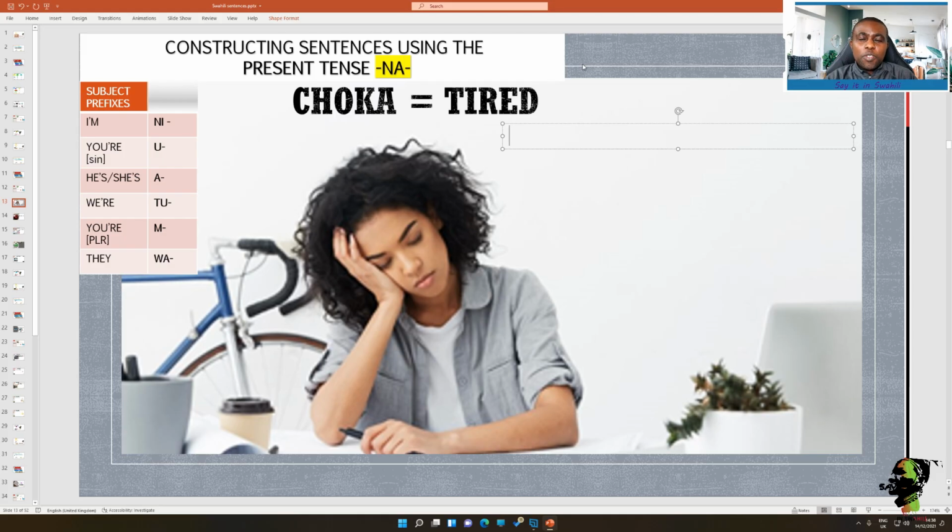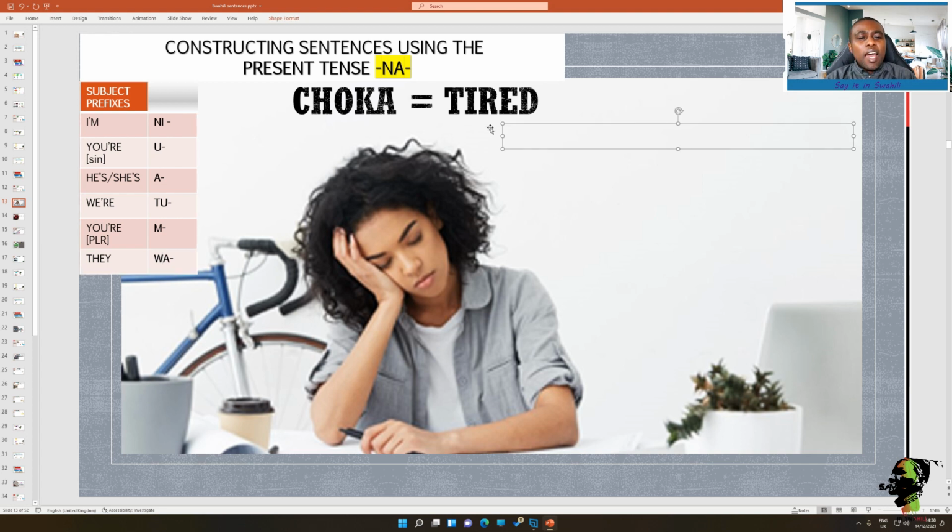All right, now we're going to construct our first sentence using our first verb, choka. So the verb choka in Kiswahili means to be tired. And before that, let's remind ourselves what the subject prefixes are in Kiswahili. So we have I am, ni, you are, u, he or she is, a, we are, tu, you plural are, and they, wa.